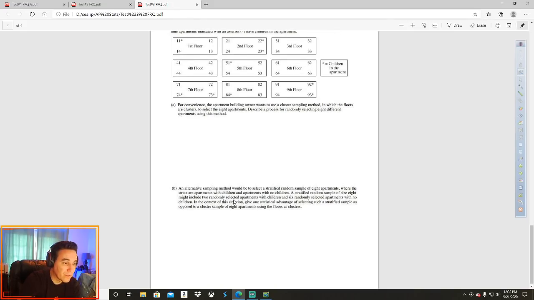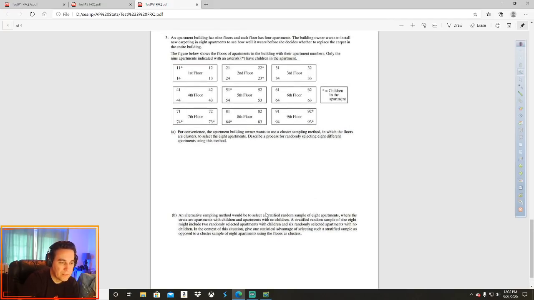And then they asked you on this one about a confounding variable. They said it would have been better to do a stratified random sample of 8 apartments rather than a cluster. So a stratified random sample of 8 might include 2 random apartments with children and 6 with no children. Why? What would be a statistical advantage of selecting a stratified sample as opposed to a cluster sample?